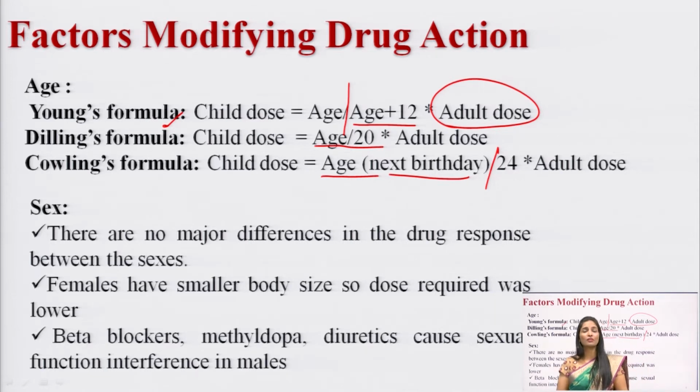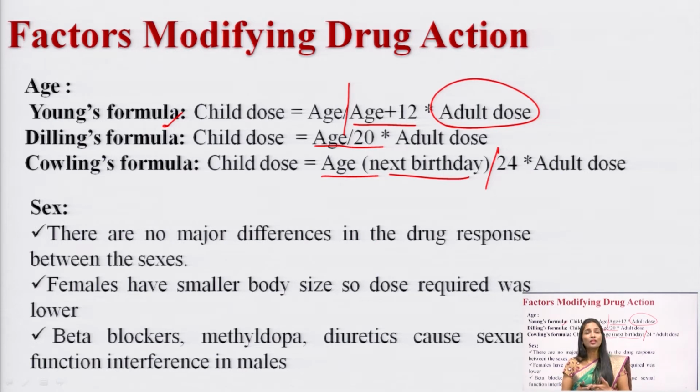And the next factor was sex, gender. If you see here, there are no major differences in drug responses between the sexes, male and female. There is not much difference of responses observed between men and women. But you can observe a slight difference: if I am talking about women, the body surface area is decreased compared to that of males. Males have a larger body surface area compared to women, and in such a case the drug action can be modified.